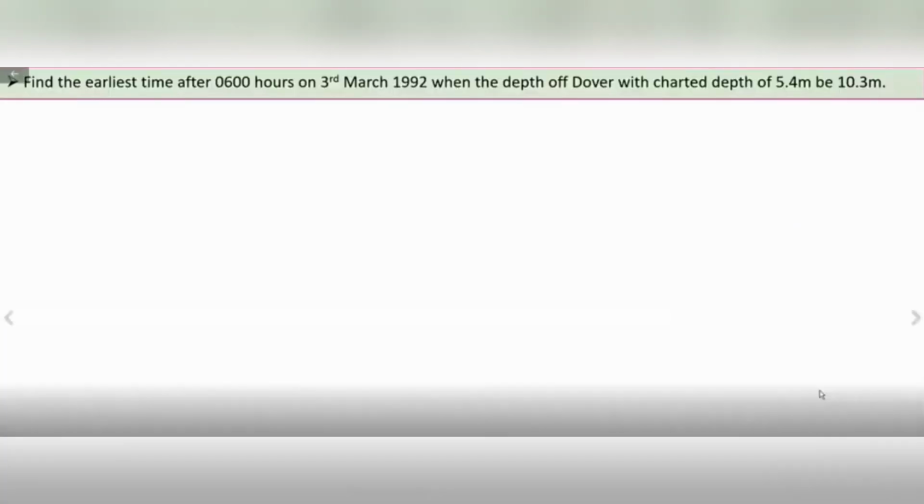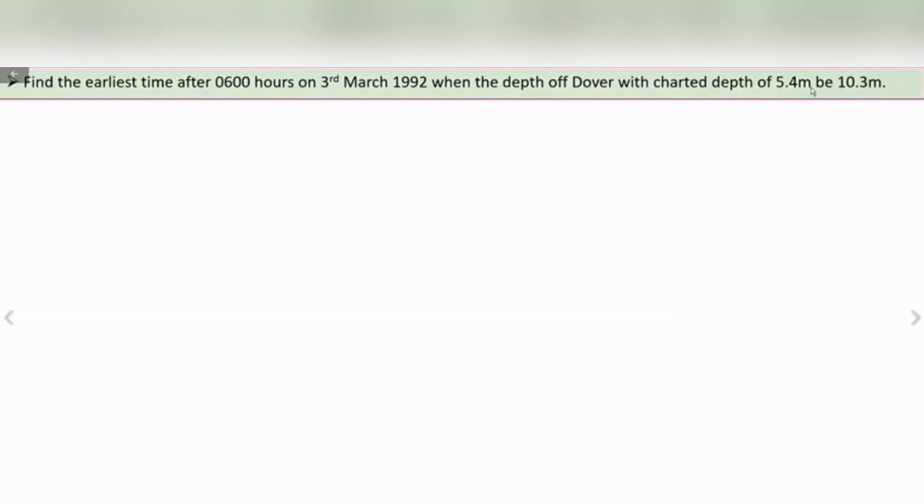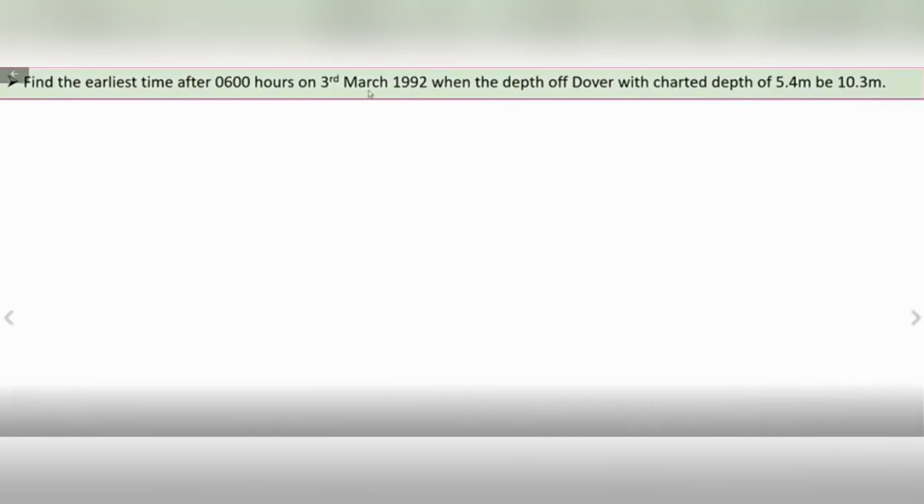Okay, so basically the question is, they say there is a particular spot close to Dover where the charted depth is 5.4 meters. Now we want to find out what is the earliest time after 6 o'clock on 3rd March 1992 when the depth at this particular location will be 10.3 meters. So this is the question. Any doubt in the question, beta?